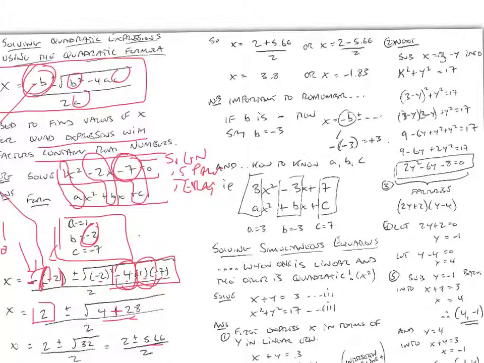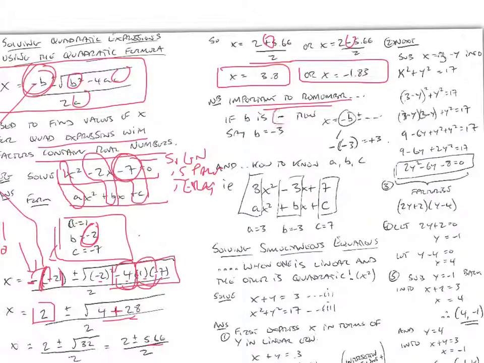X is either equal to 2 plus 5.66 over 2, or 2 minus 5.66 over 2. So x is equal to 3.8, or x is equal to minus 1.83. Okay, so you just really need to remember, because the only place you're going to fall over is if b is negative. Then we have x equals minus b plus or minus, and let's say b is minus 3, that's minus 3, that turns into plus 3. And know how to tease out your a, your b, and c.